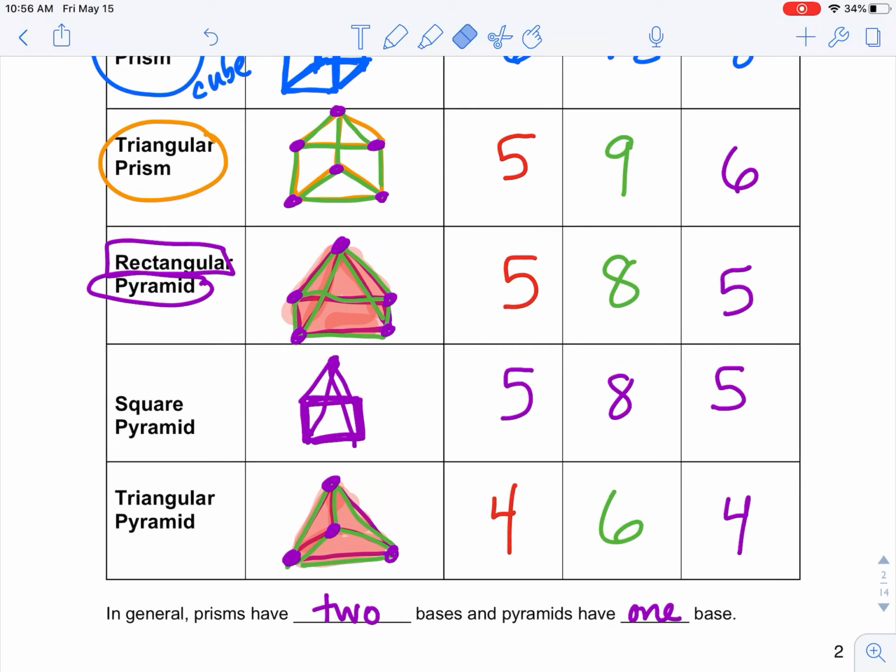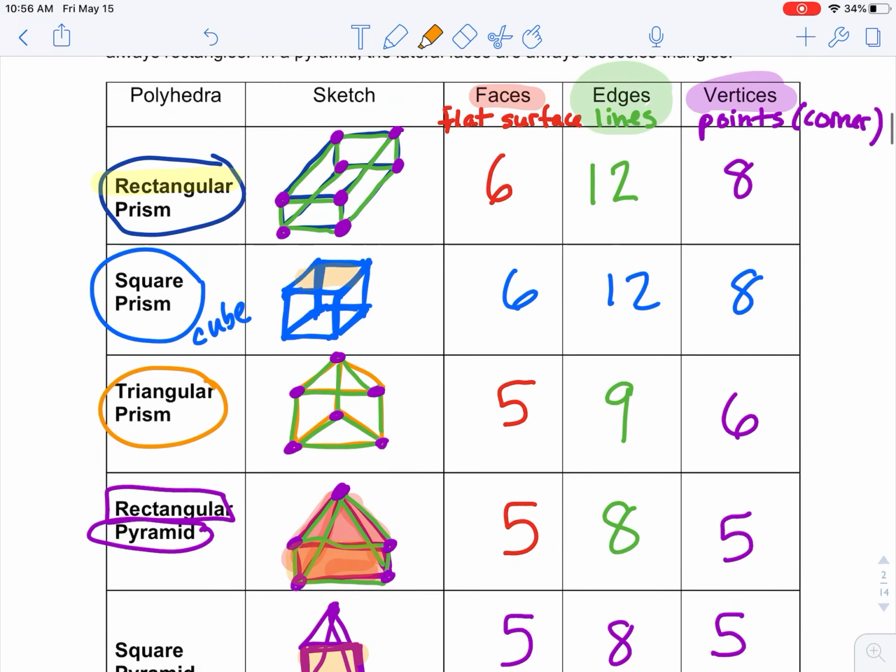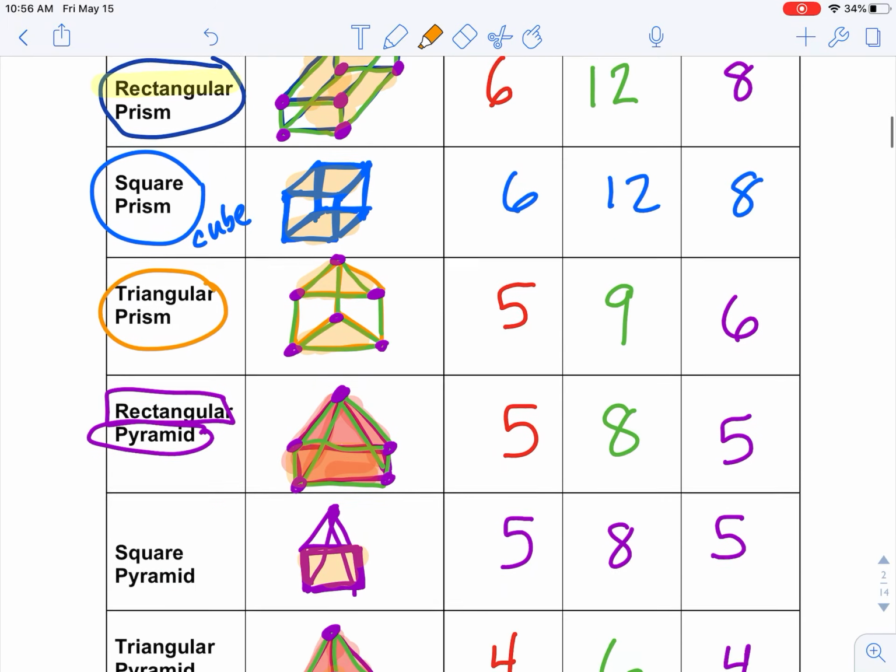So if you could see, those bases, I'll use a different color here, are always the bottom in the middle. There's only 1 for those pyramids, but these guys have 1 at the top and 1 at the bottom. 1 at the top and 1 at the bottom, 1 at the top, 1 at the bottom. So prisms have 2 bases on the top and the bottom. Pyramids only have 1.